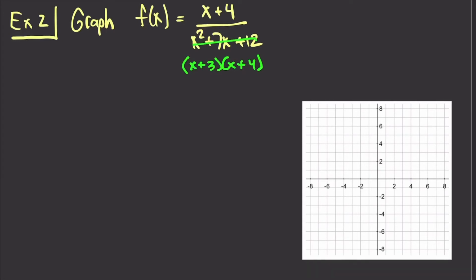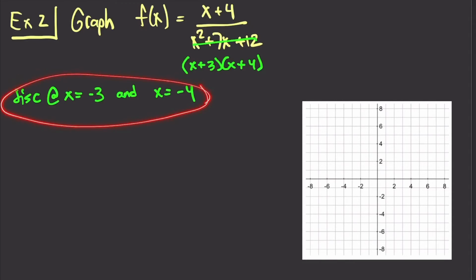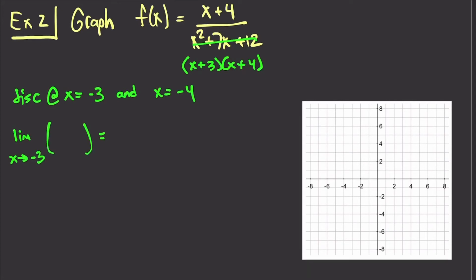Now, do not cancel. You have to determine where you have discontinuity first. So I'm going to have discontinuity at x equals -3 and x equals -4. You have to get this before you take the limits, before you simplify the expression. So now, since I know I have discontinuity in 2 places, I'm going to find 2 limits. One limit's going to be as x approaches -3. I'll find that in a second. The other one's going to be as x approaches -4. So I kind of like to set that up before I simplify.